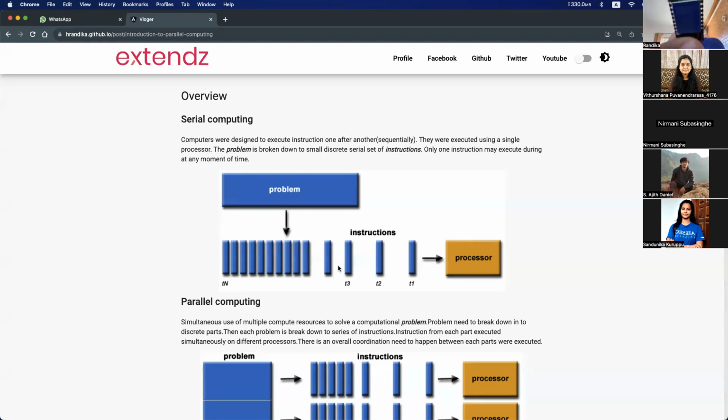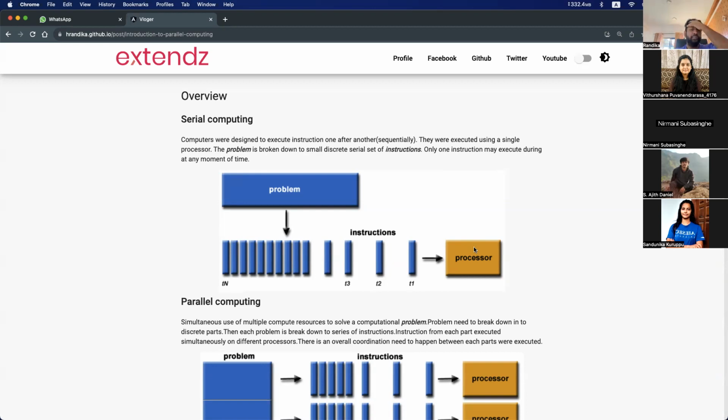It can execute instructions in a serial manner. So these chips are designed to execute instructions in a serial manner. The instructions will be fed to these processors, and they will be executed in a serial manner. They do not have parallelization at all.